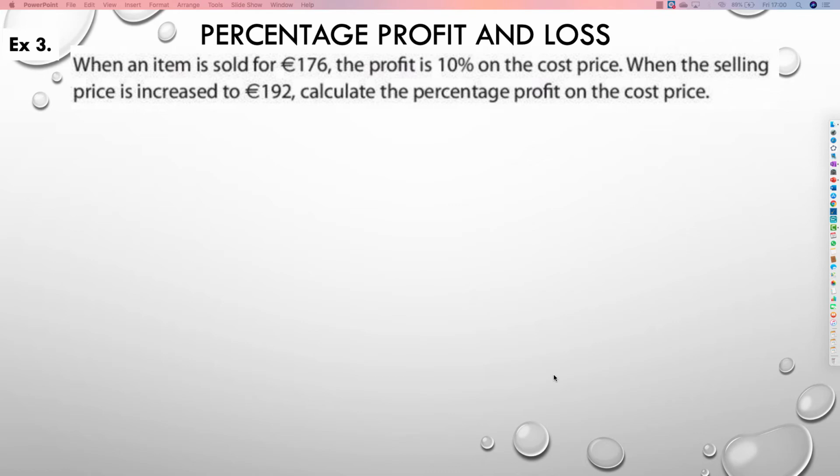€160. What's that called? Cost price, which is 100%. Exactly. So 160 is my cost price, which is 100%. How am I going to figure out percentage profit? Yeah, 192 take away 160 will tell me how much profit I made. Which is? Good stuff.